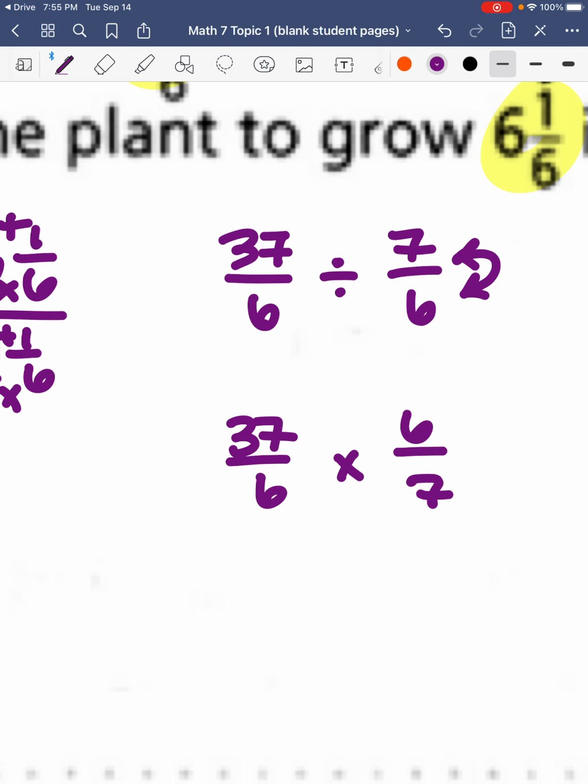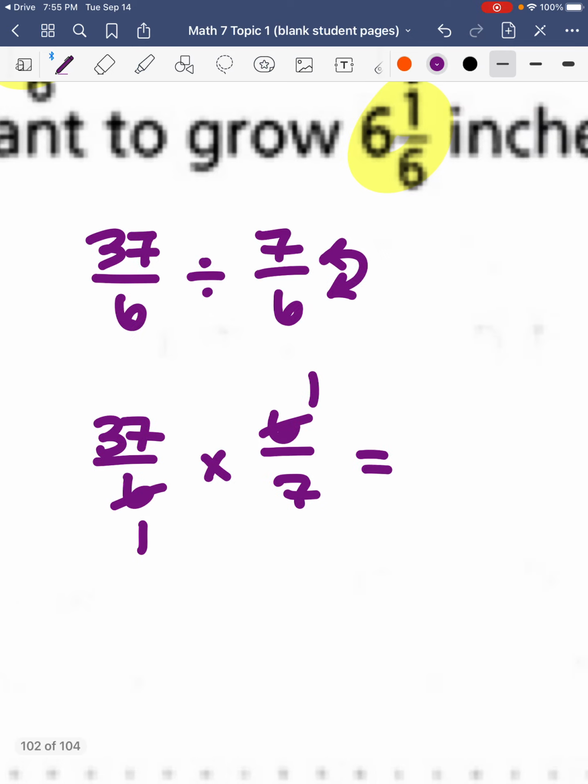Now we're going to see if anything reduces. So when I look this way, my 6 and 6, those both reduce. 6 is their common factor, and 6 goes into 6 one time, 6 goes into 6 one time. Now let's look this way, 37 and 7. Nope, nothing reduces there. So we can't reduce any further, so we're ready to multiply.